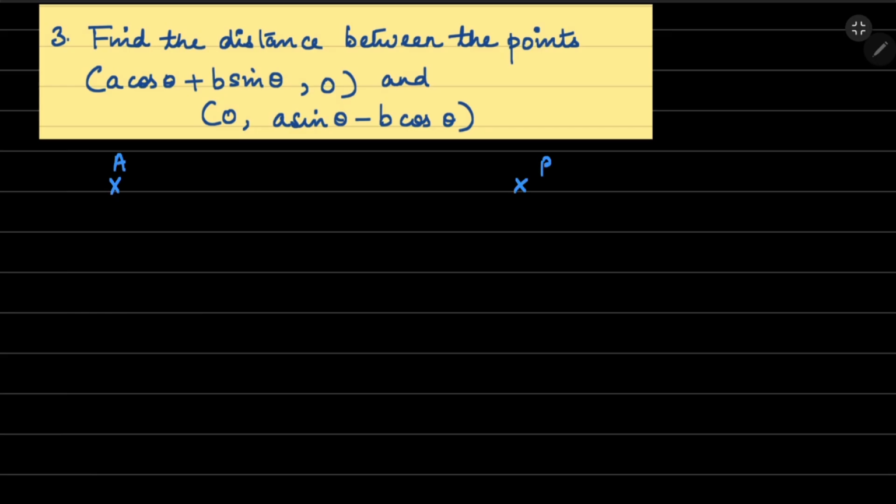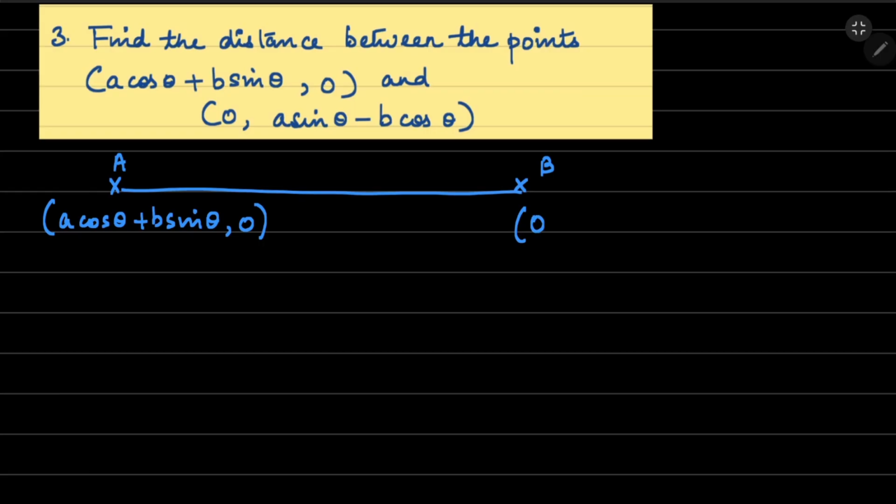Let this be A, this is your B, and we need the distance between A and B. The point A is a cos theta plus b sin theta comma 0. So this is the x comma y coordinate of point A. The B coordinates are 0 comma a sin theta minus b cos theta. Now let us apply the distance formula.